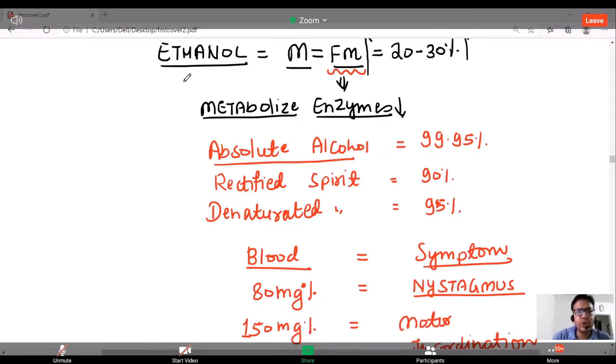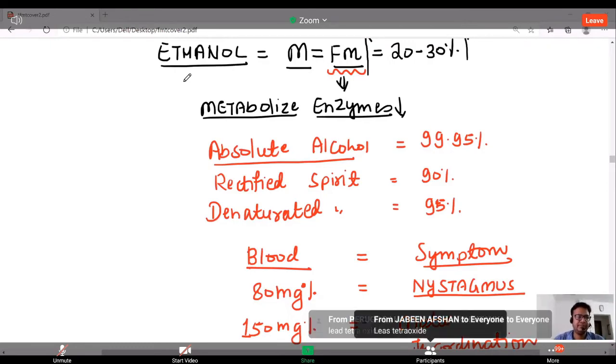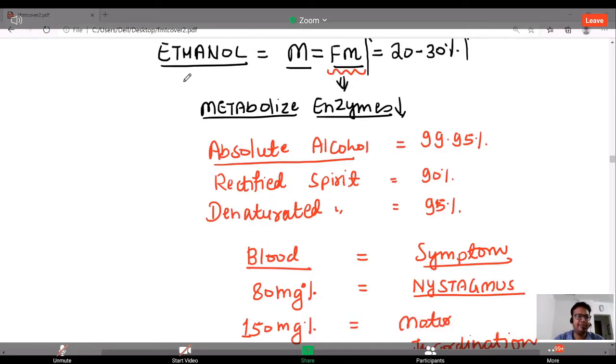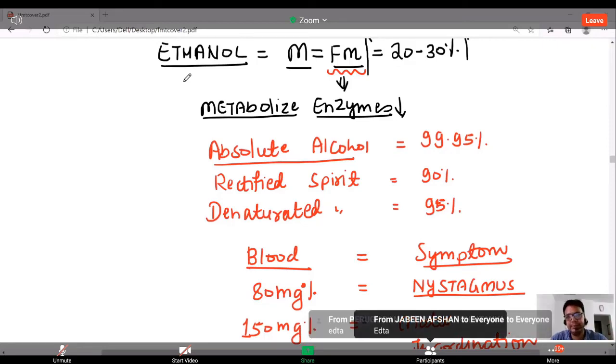Sindoor contains which salt of lead? Lead tetraoxide. What is the antidote of lead? EDTA is an antidote for lead. Another antidote for lead is succimer. What is the most common route of lead poisoning?